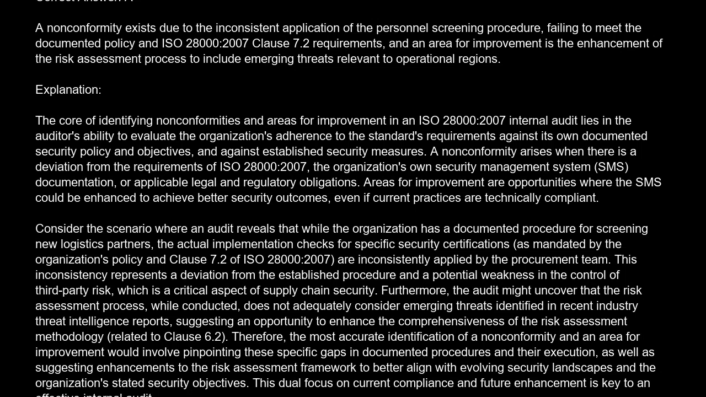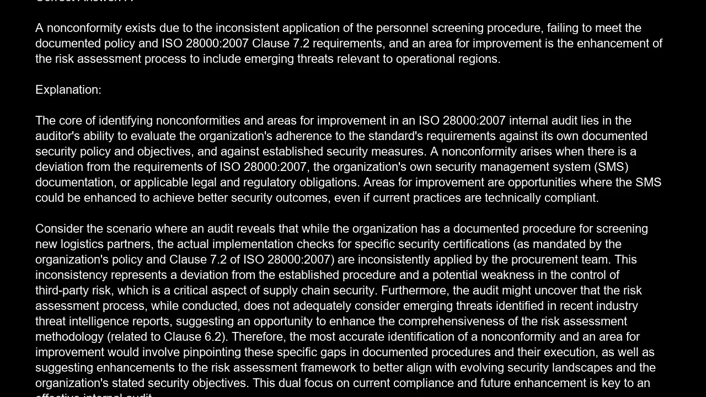The correct answer is A. A nonconformity exists due to the inconsistent application of the personnel screening procedure, failing to meet the documented policy, and ISO 28000-2007 Clause 7.2 requirements, and an area for improvement is the enhancement of the risk assessment process to include emerging threats relevant to operational regions. Explanation. The core of identifying nonconformities and areas for improvement in an ISO 28000-2007 internal audit lies in the auditor's ability to evaluate the organization's adherence to the standard's requirements against its own documented security policy and objectives, and against established security measures.